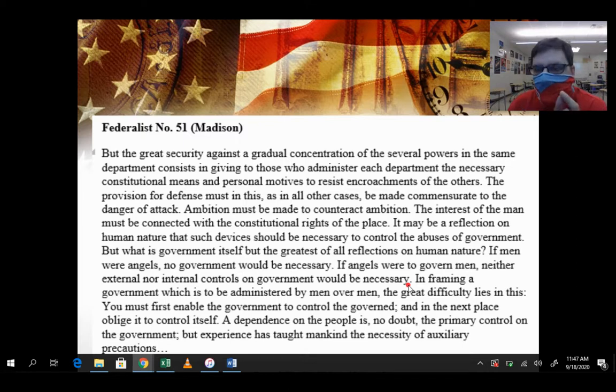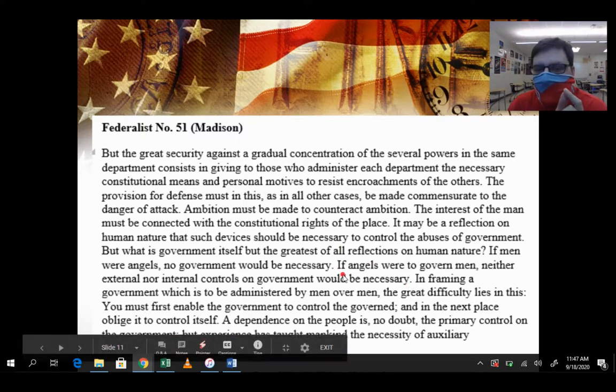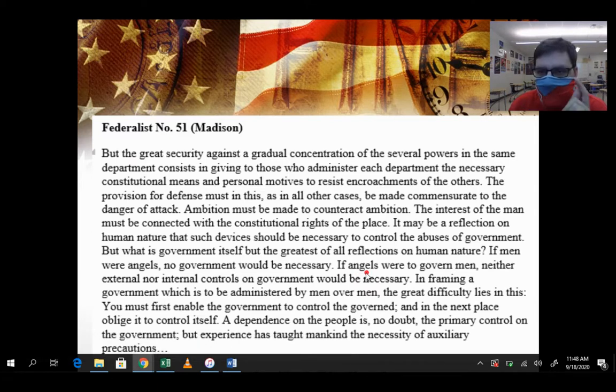So we know that we're not perfect. But what if our government was made of angels? Would we need separation of powers? Would we need checks and balances? Would we need limits on our government?